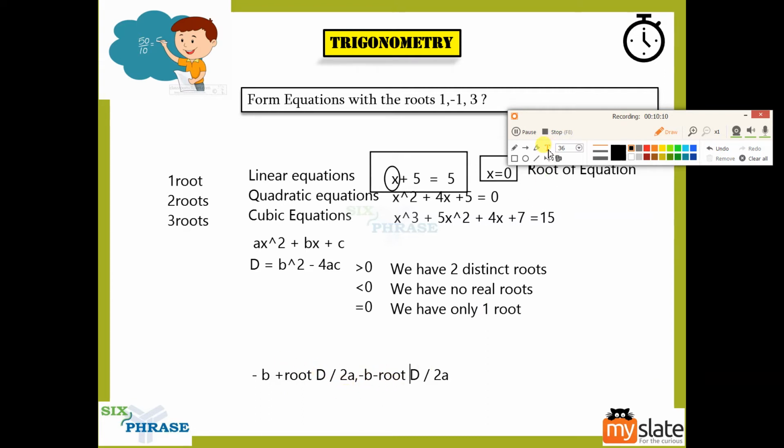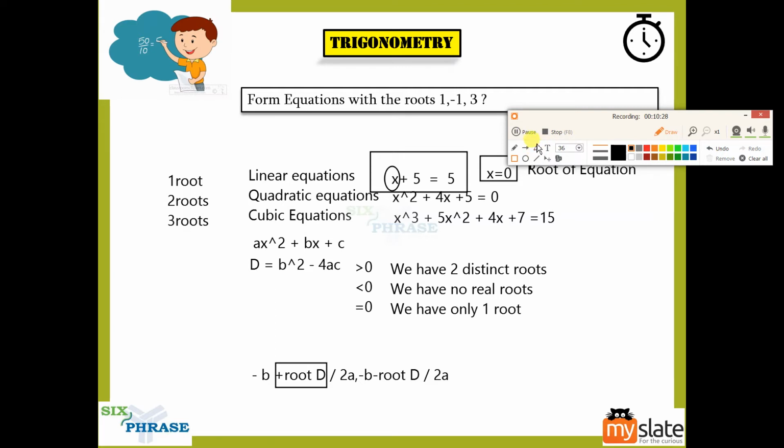Now when it is equal to 0, I said we have only one root, right? So when it is equal to 0, what do you think will happen here, guys? This whole thing will be gone, right? Root of 0 is 0. This thing will be gone, so the plus or minus root d will be gone. So it won't make any difference.